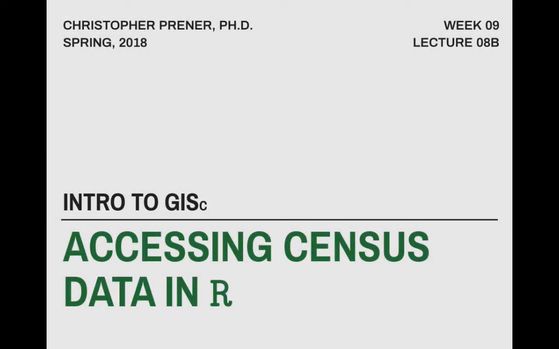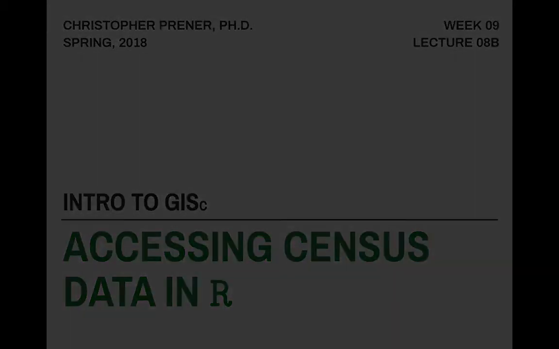This is the second video for Lecture 8. This video is going to focus on accessing census data in R. So the previous video introduced American Fact Finder, which is the web interface for accessing most of the Census Bureau's products. Some of the Census Bureau's products can be accessed directly from R, however, and this is ultimately a huge time saver for doing demographic research.